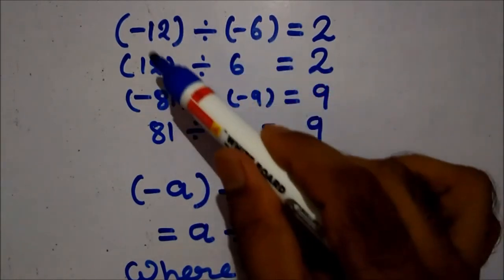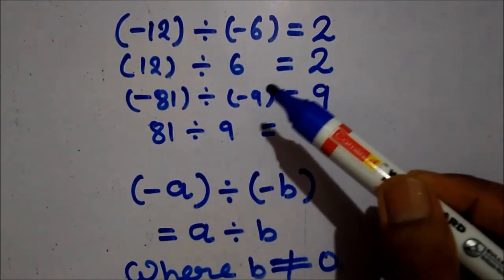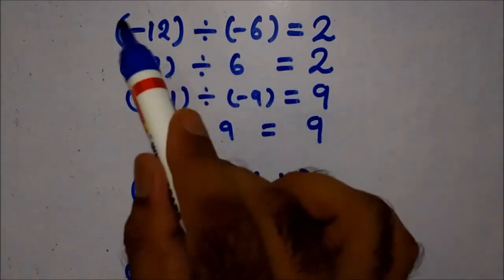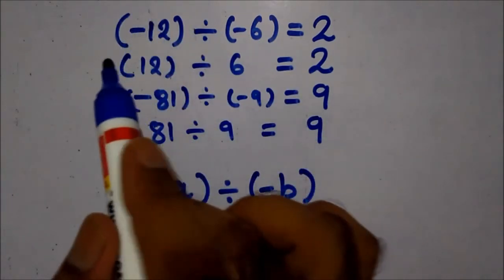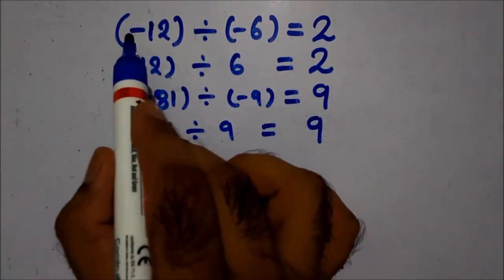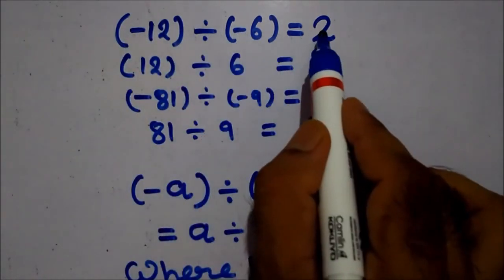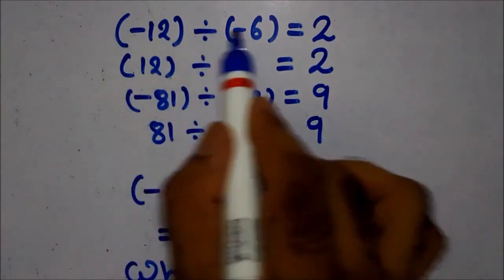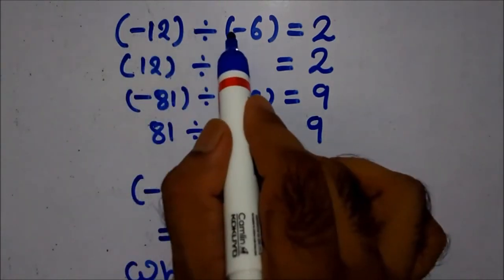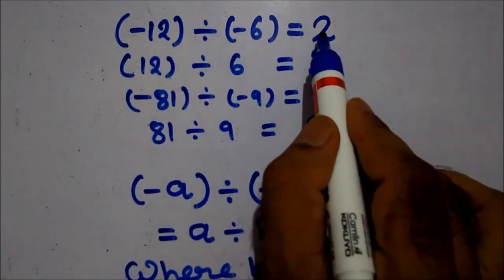Or simply we can say that as per the multiplication rule, which was the rule? The product of two negative numbers is always positive. In the same way, the division of two negative integers is always positive.